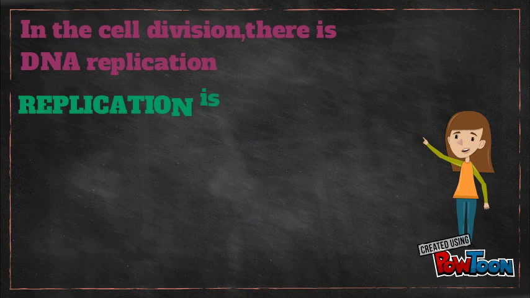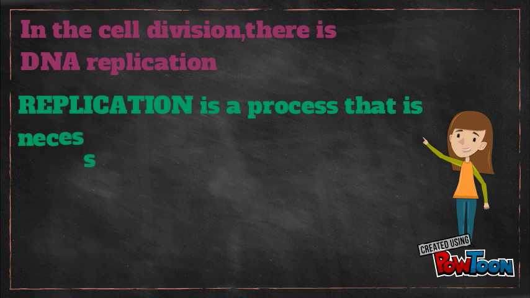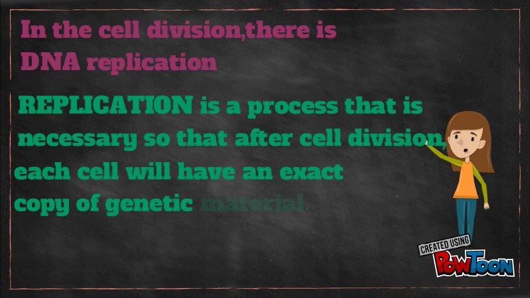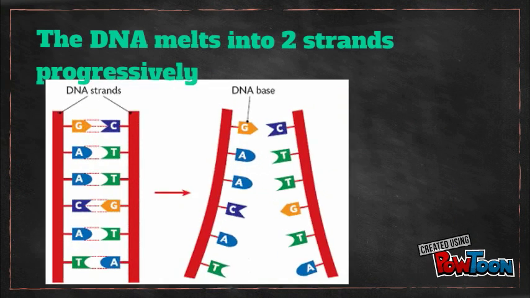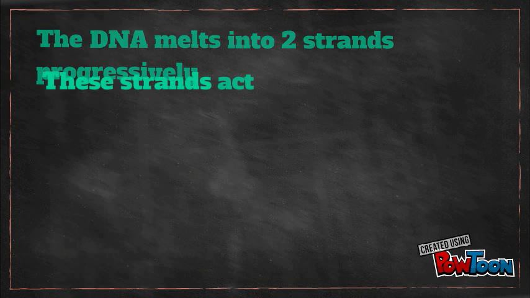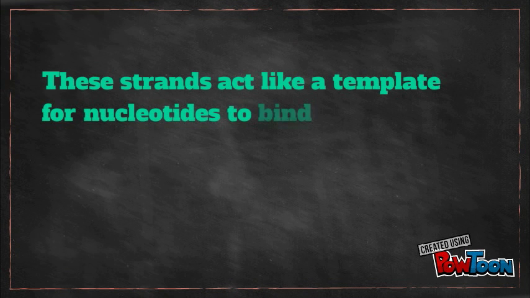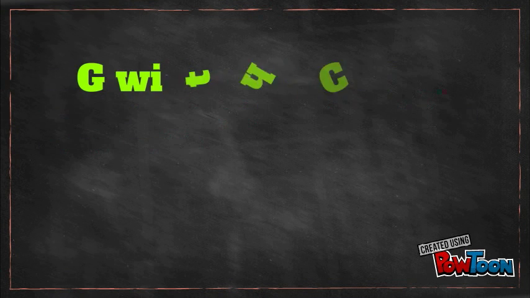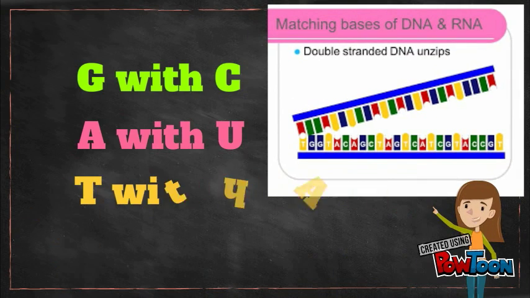Replication is a process that is necessary so that after cell division, each cell will have an exact copy of the genetic material. In the DNA replication, the DNA melts or separates from each other into two strands progressively. These strands act like a template for nucleotides to bind, following the rule of match G with C, A with U, and T with A.